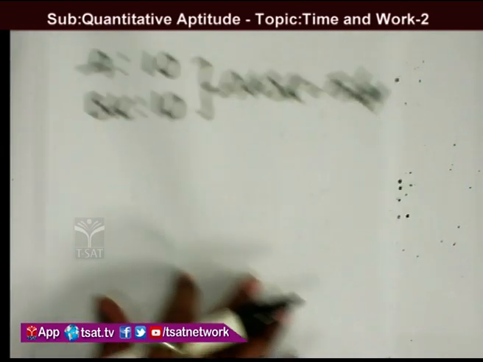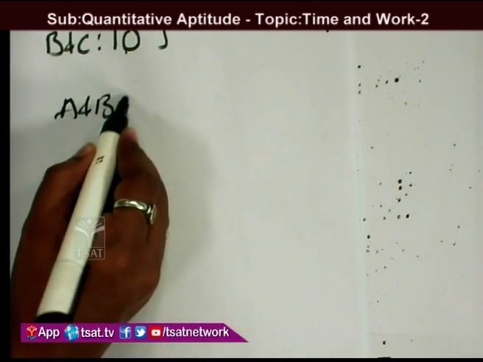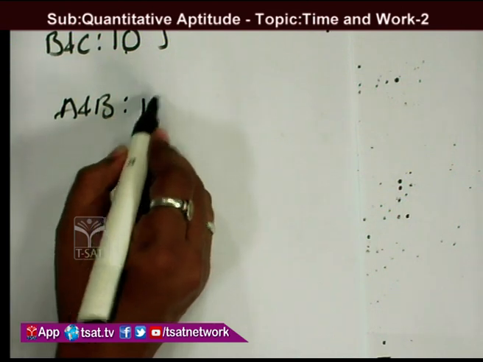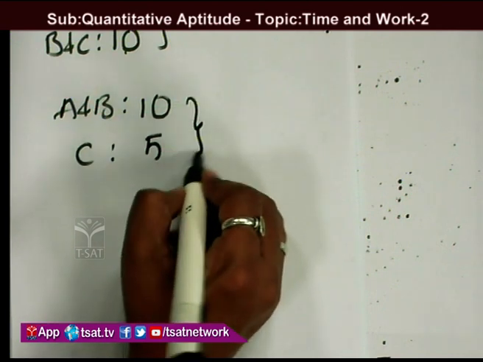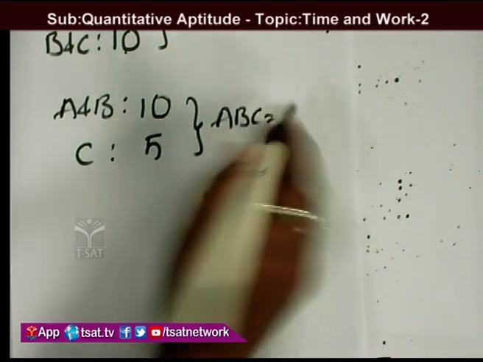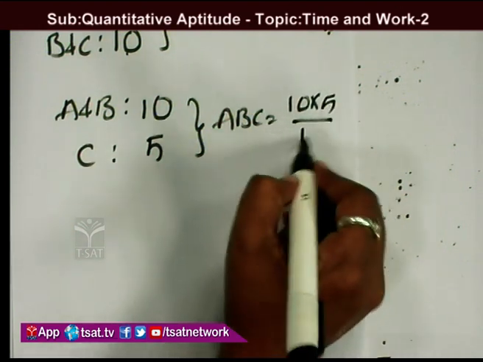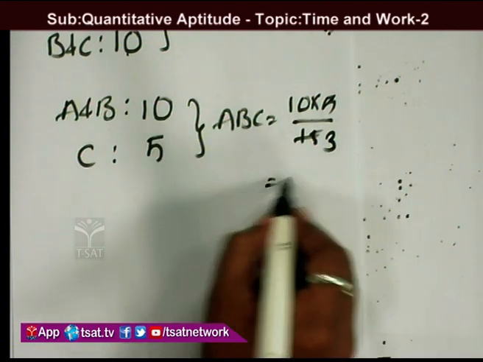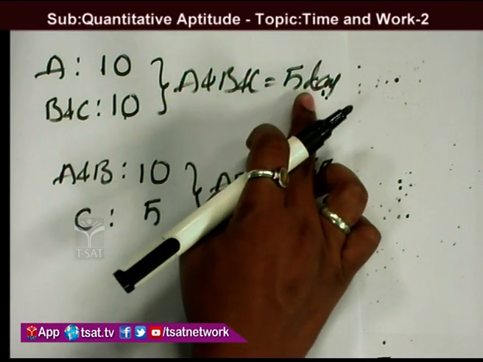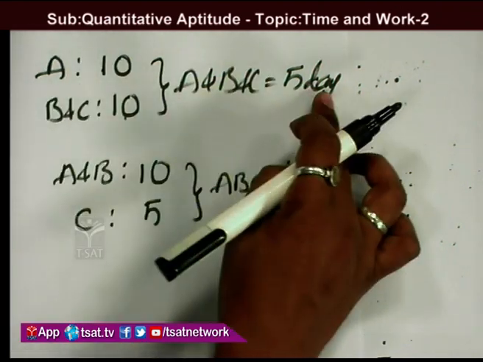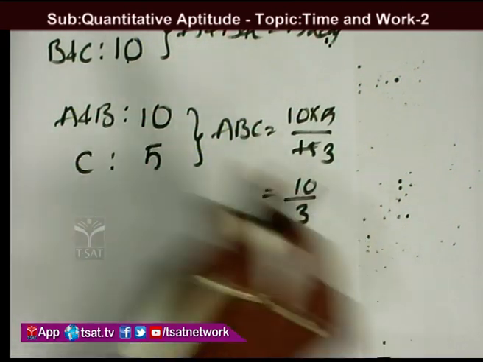So, we are going to the problem. What is the problem? A and B together complete the work in 10 days. C alone completes the work in 5 days. Here we have two values, AB and C, both together make ABC. With multiplication over addition, ABC will be 10 by 3. As in the earlier example, if ABC is 5 days, A is double. If ABC is 5 days, B and C together is double. Okay, clear? Same here: if ABC is 10 by 3, B and C is double.